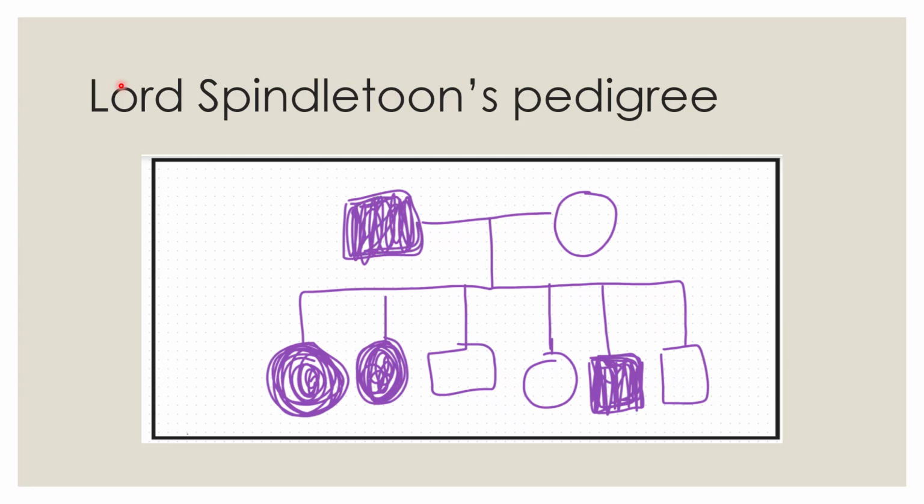As you can see, my drawing is not perfect, but you can definitely tell the squares versus the circles. And they're shaded in, and I added my generation markers. So this is perfect. This is absolutely acceptable as a pedigree.